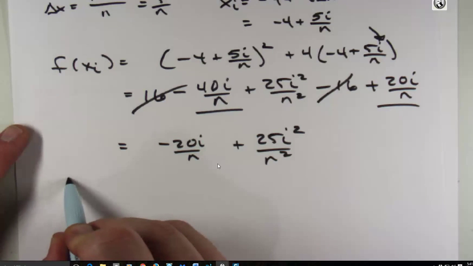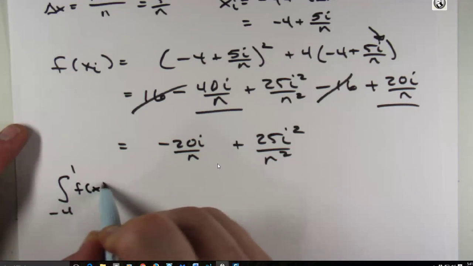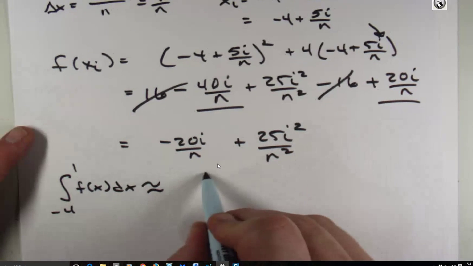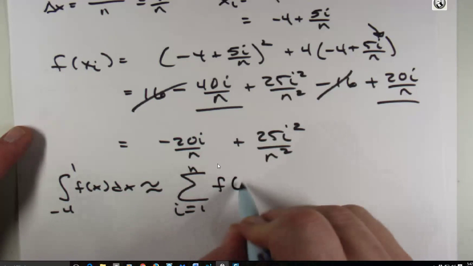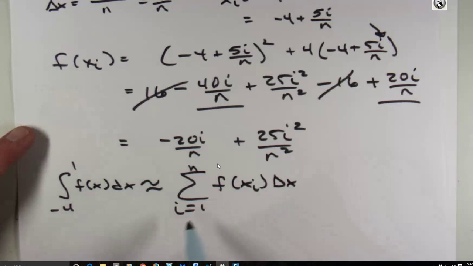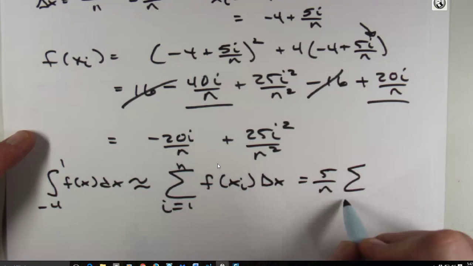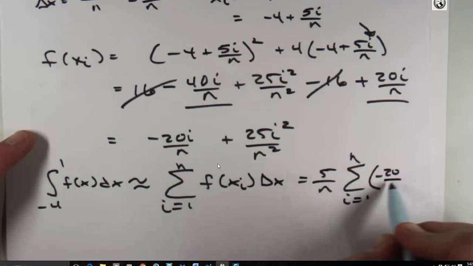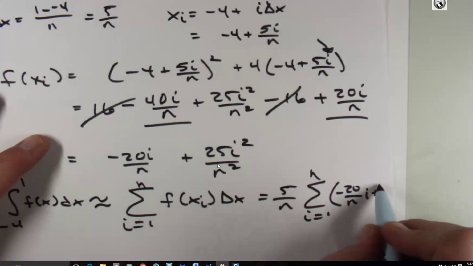So the value of this integral is about, now, well, let me not skip steps. Let me be a good math teacher. F of x sub i delta x. But delta x is 5 over n. n does not include i, so this is 5 over n. The summation from i equals 1 to n of this sum. Let's hope I can fit all this in. I don't think I'm going to make it.